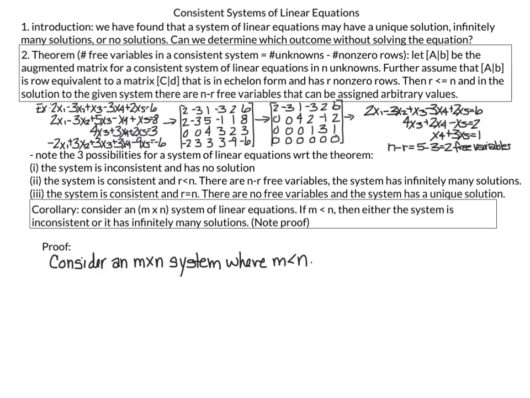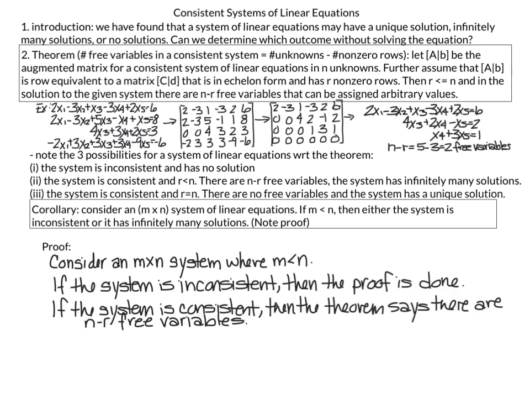For our proof, we're going to start by considering an m by n system where m is less than n, since that is the condition given in our corollary. If the system is inconsistent, then the proof is done. Okay, so there's two cases. The system is inconsistent, in which case our proof is done, because we either have to show the system is inconsistent or it has infinitely many solutions. The second case is if the system is consistent, we want to show it has infinitely many solutions.